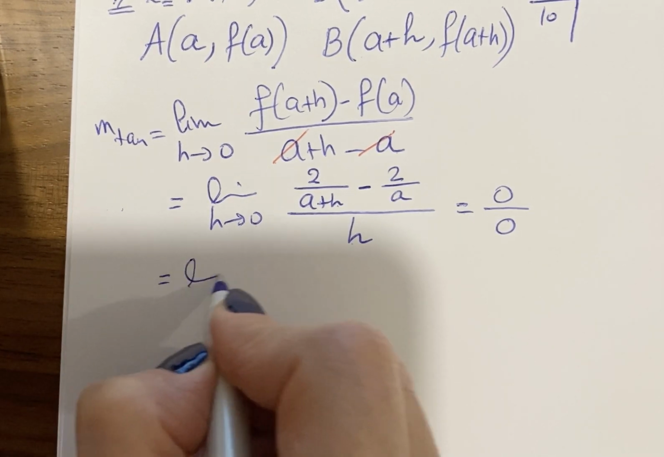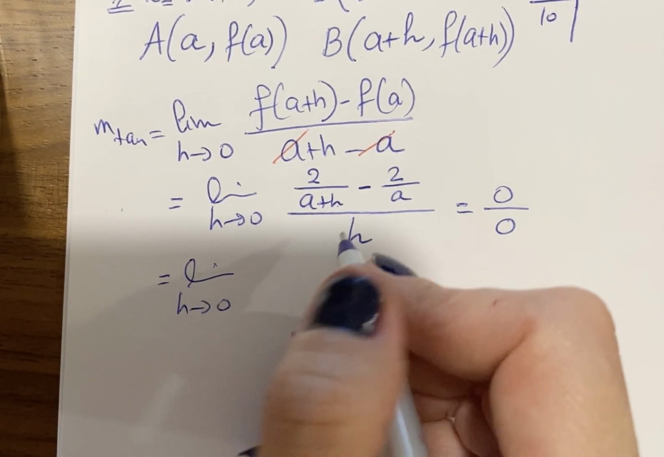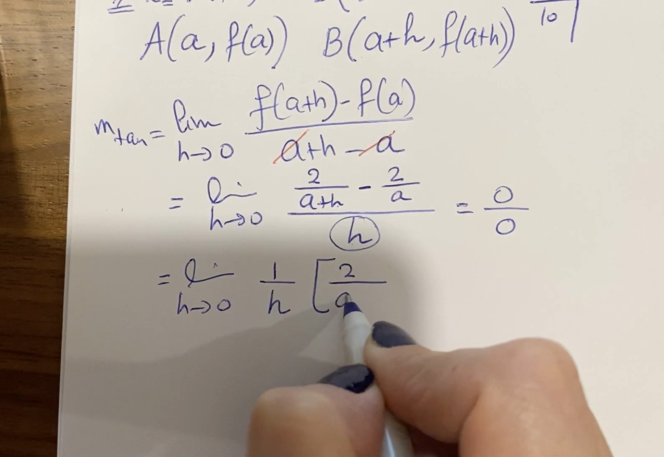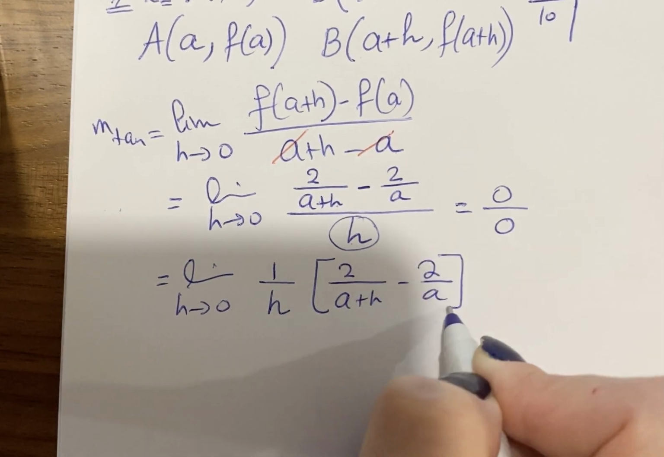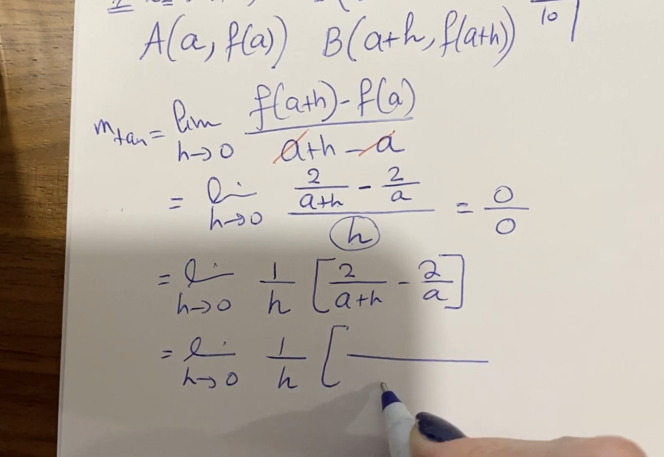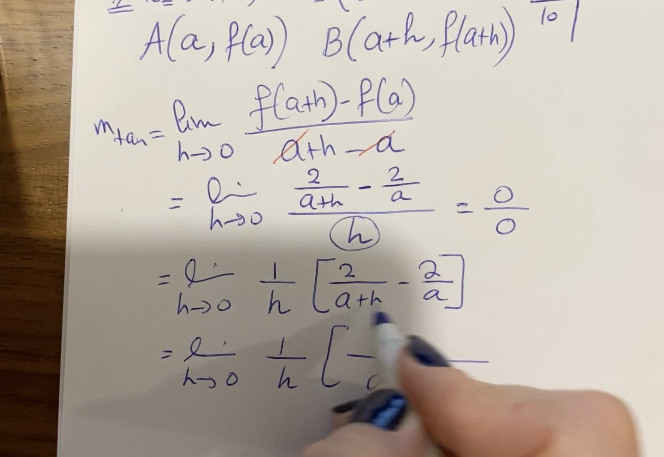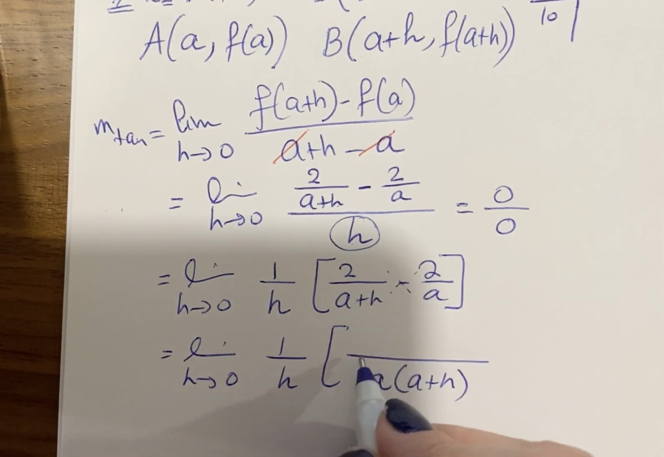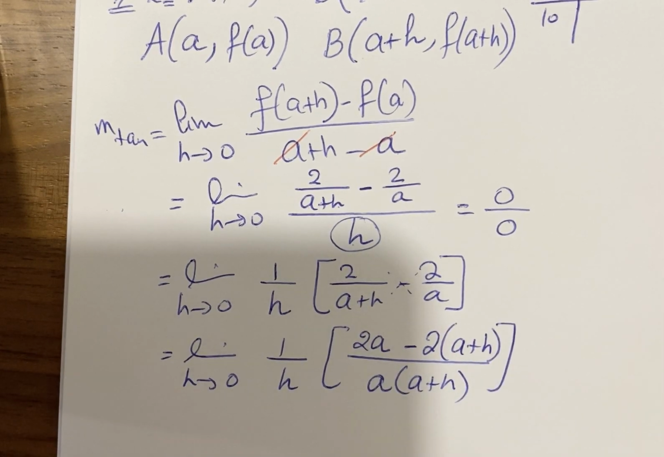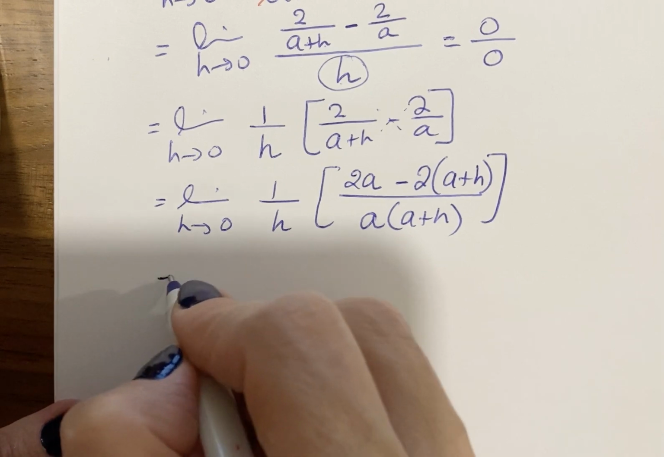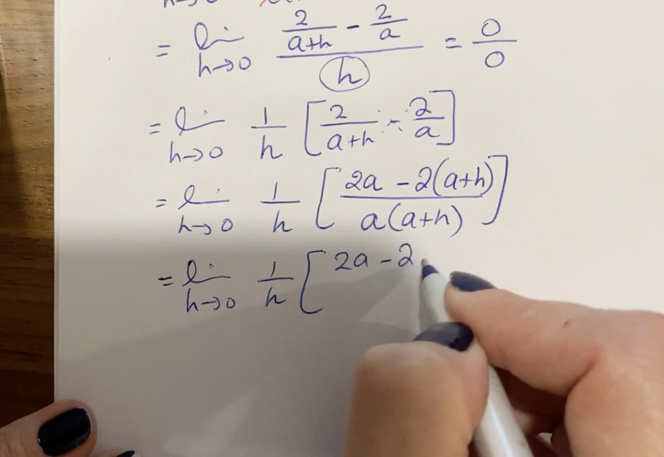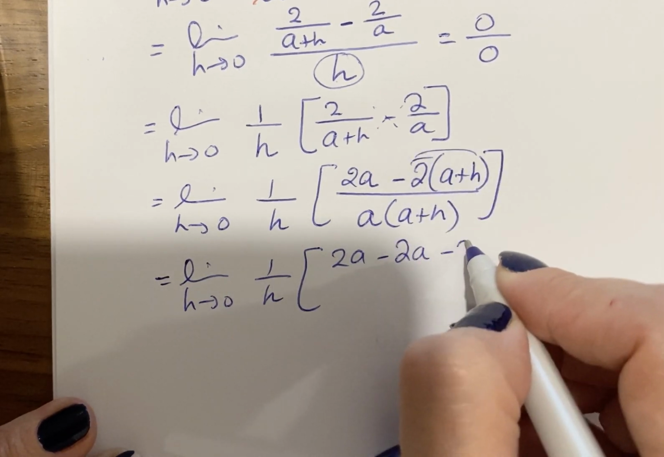So what do we do? We simplify. How did I tell you we simplify such a nested fraction? We pull the 1 over h on the side. What do we have left? How do we simplify that? By taking a common denominator, cross multiply. You get 2a minus 2 times a plus h, equal 2a minus 2a minus 2h.